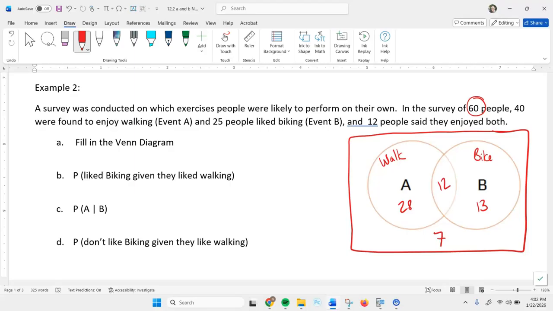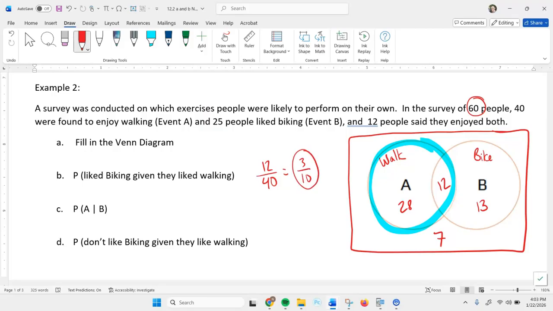Now we want to figure out the probability they like biking given that they like walking. What that means is that we're just going to focus on just those that like to walk. So there is a total of 40 people that said they like to walk. Out of those 40, how many of them also like biking? Well, that's the overlap. That is the 12. So if we reduce that, you get 3 over 10.